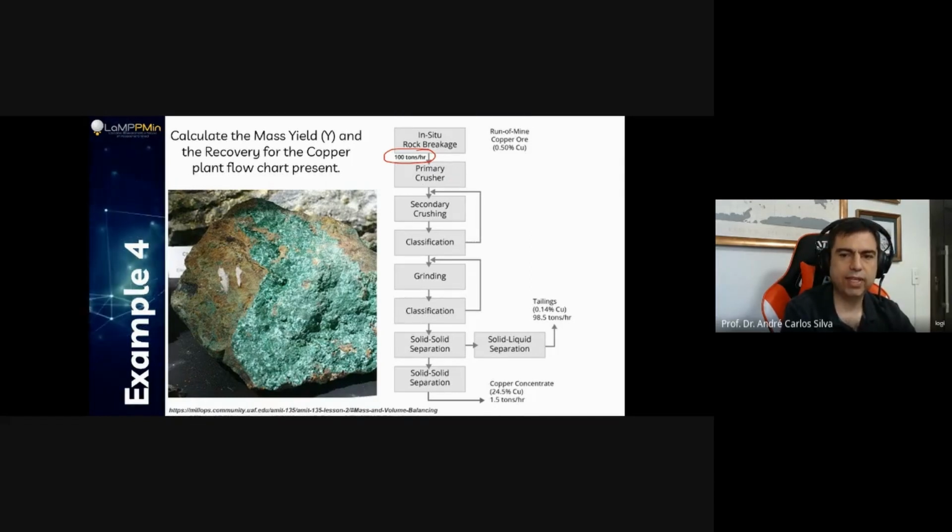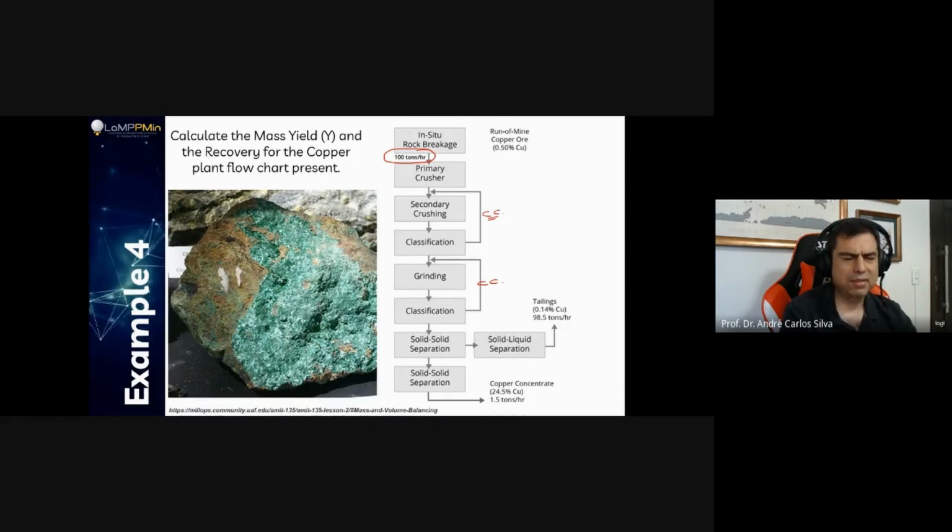Then I have classification, and as you can see over here, we have a closed circuit on this secondary crushing, and we're going to get to the closed circuit in the future. Then we have grinding, and also we have in here another closed circuit for grinding. And then we have solid liquid separation.